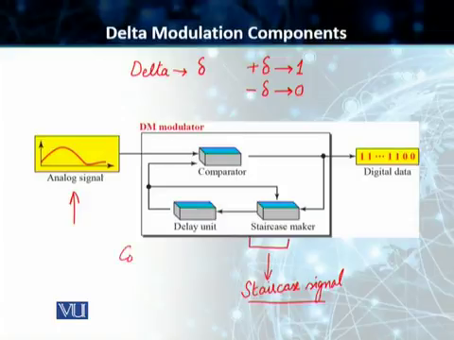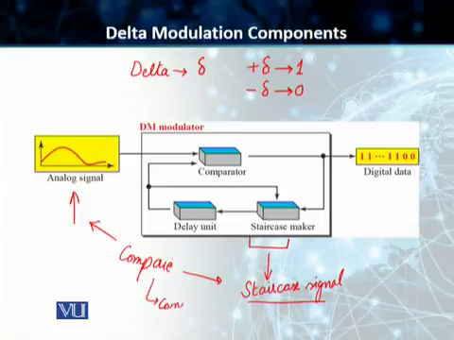So you just compare the two, and we do this comparison by using the component that we call as comparator. You can see that in the figure above. I'm going to write it here again. We do that by using a comparator. Now, students, as you can see, the modulator at each sampling interval, it compares the value of the analog signal with the last value of the staircase signal.